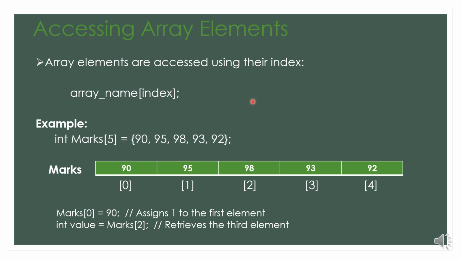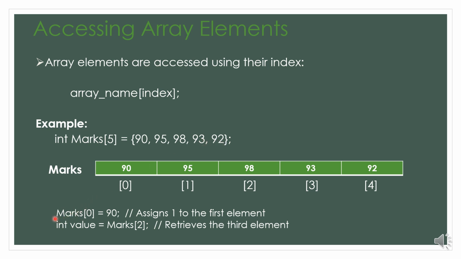How to access array elements? Array elements are accessed using their index. This is the syntax for accessing array elements: array name, and within the subscript we give the index value. For example, this is the integer array for the marks variable. Here we store the values of 5 marks in an integer array. So the first element is 90, second element is 95, third 98, 93 and 92.